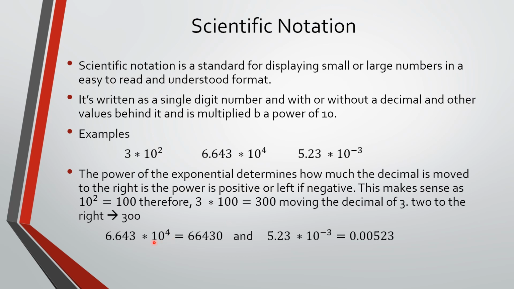So we'll take a look at the other ones here. This is to the power 4, so 1, 2, 3, 4, and we had a 0, and we get this 66,000. And this would be like multiplying this value here times 10,000.